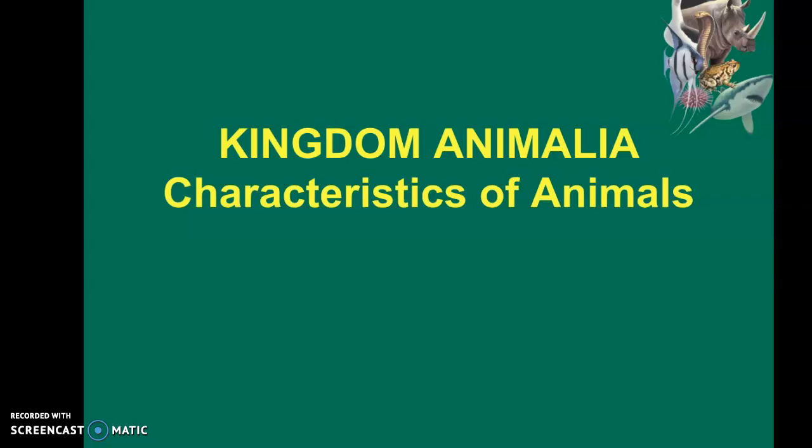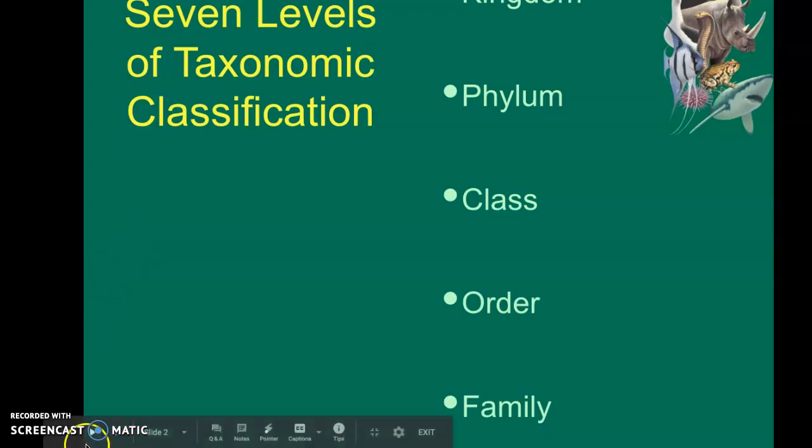Now that we looked at how we classify animals, we're going to look specifically at the kingdom Animalia, since that is where we are going to start, and then look at some terms that we need to know to differentiate one type of animal from another. So we know that there are 7 levels of taxonomic classification: kingdom, phylum, class, order, family, and then genus and species.